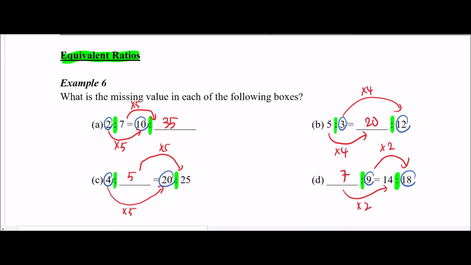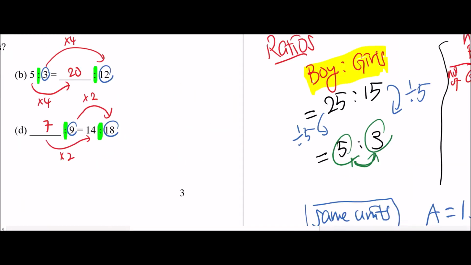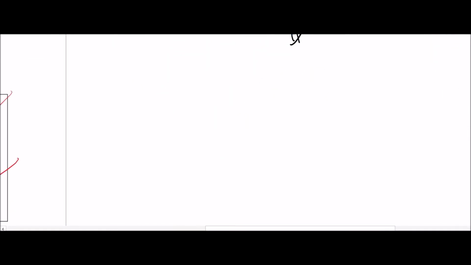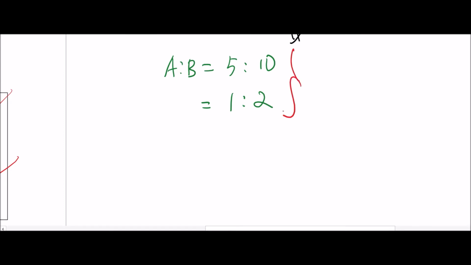Now let me give you a brief introduction about what I mean by equivalent ratios. So for instance, we have a ratio A is to B. We write for instance 5 is to 10. Now we know that 5 is to 10 is also the same as 1 is to 2. Right, they're equivalent. So these two ratios, 5 is to 10 and 1 is to 2, are equivalent ratios, because they're really the same ratio.